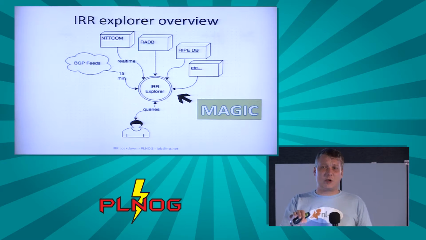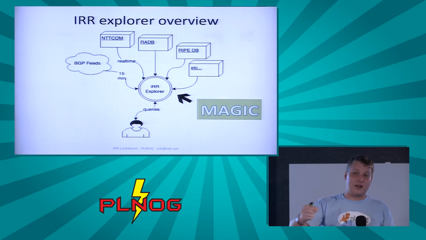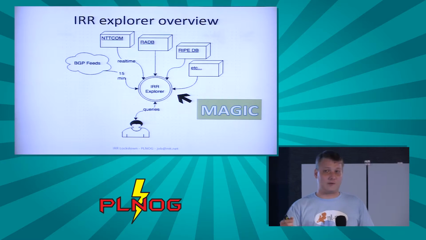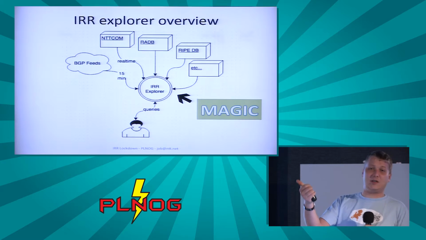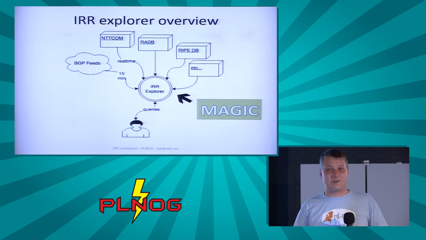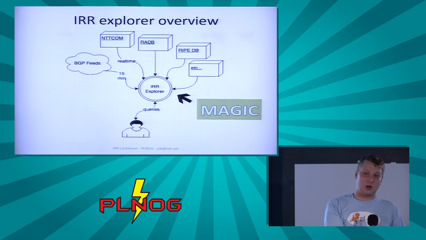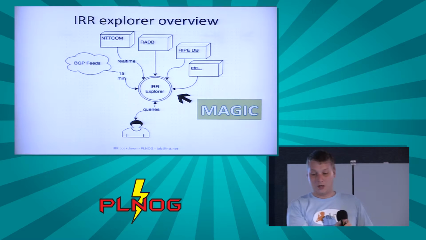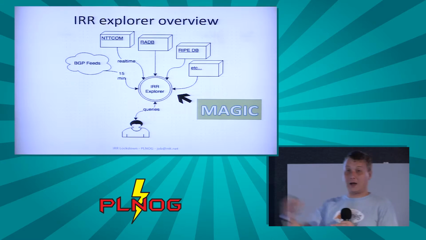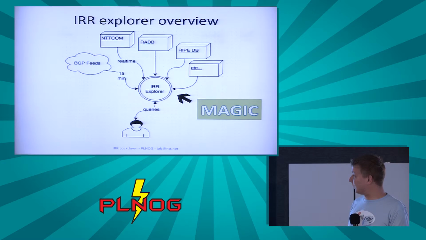What IRR Explorer in essence does is it tracks in real time all internet routing registries that are of relevance. This means NTT Com, RIPE, ARIN, RADB, AltDB, and a bunch of others. It takes in BGP feeds from the NLNOG ring looking glass. It throws that through a blender of sorts, and out comes a very nice data set which you can access through the web interface.